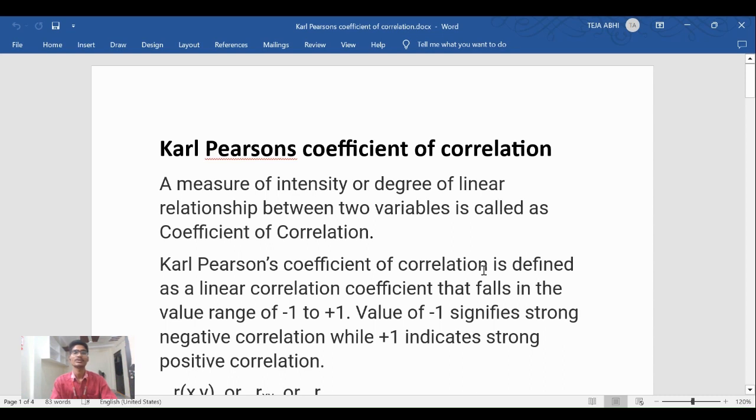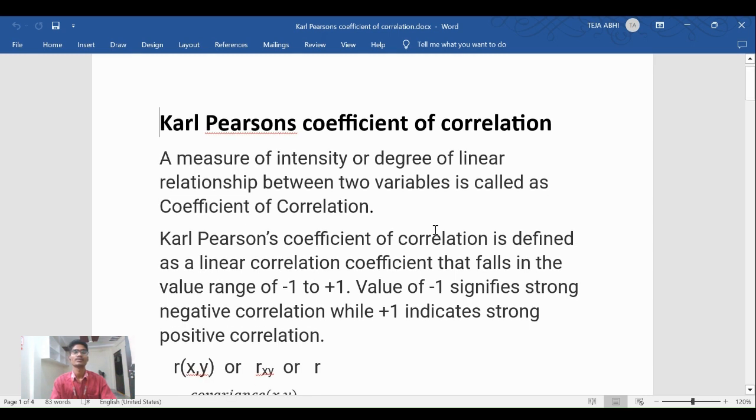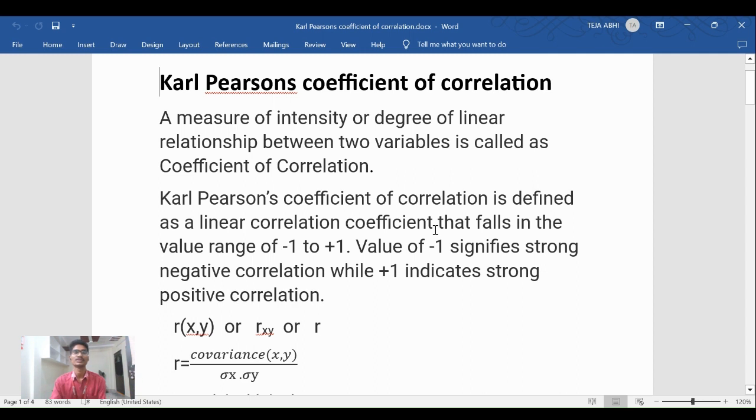Today I am here to explain another topic from probability and statistics, and the topic name is Karl Pearson's coefficient of correlation. Before getting to know about this method, let's see what the coefficient of correlation is. A measure of intensity or degree of linear relation between two variables is called the coefficient of correlation. It means that the degree of linear relation between any two variables is called the coefficient of correlation.